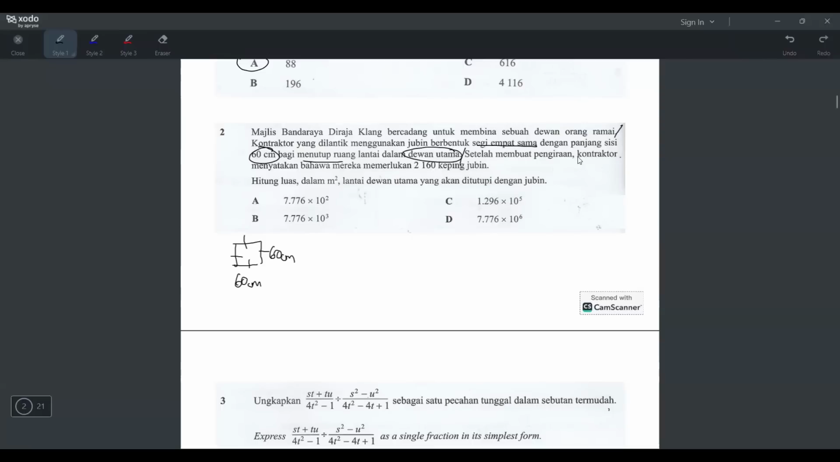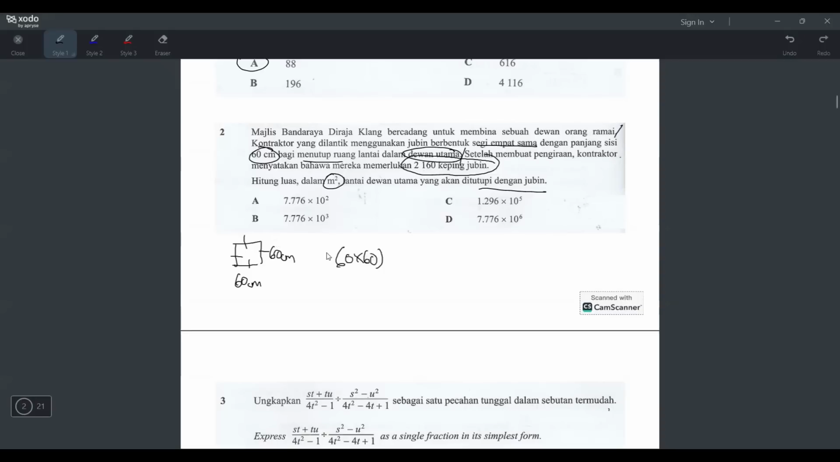And then dia kata setelah membuat pengiraan, kontraktor menyatakan bahawa mereka memerlukan 2160 keping jubin. So hitung luas dalam meter square lantai dewan utama yang akan ditutupi dengan jubin. Okay, kalau saya nak cari luas lantai, saya kena ambil luas satu jubin ni darab dengan 2160. So macam mana nak cari luas jubin?